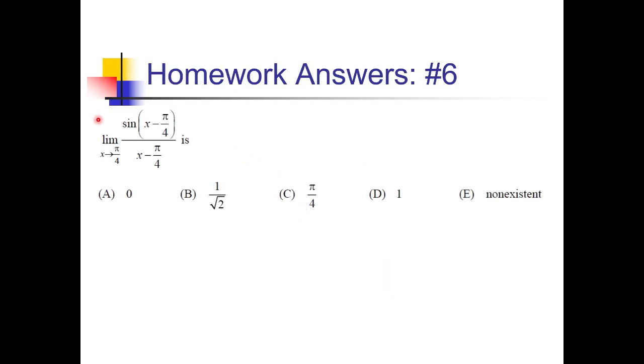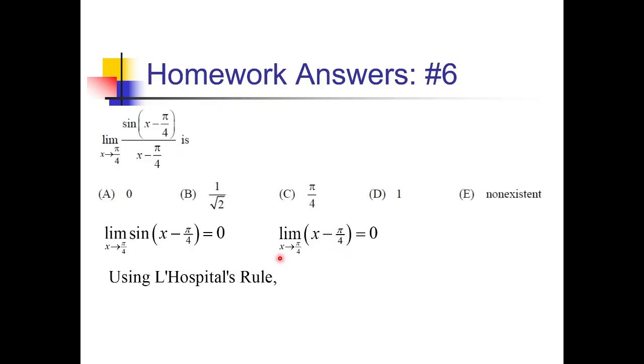For this one, we want the limit as x approaches pi over 4 of this craziness here. So if I plug pi over 4 into the denominator, I'm already getting 0 down there. So let me just take the limit of each of these individually, and we'll see if we need L'Hopital's rule for this. So the limit of my numerator, sine of x minus pi over 4. Well, if I plug pi over 4 in here, I've got sine of 0, which is just 0. And the limit of x minus pi over 4 as x approaches pi over 4 is also going to be 0. So this was indeterminate, which means I'm going to use L'Hopital's rule on this.